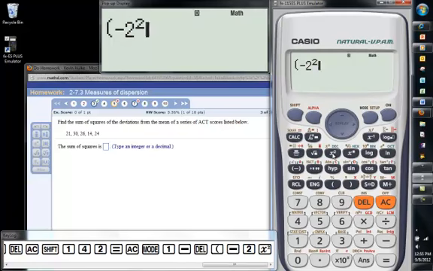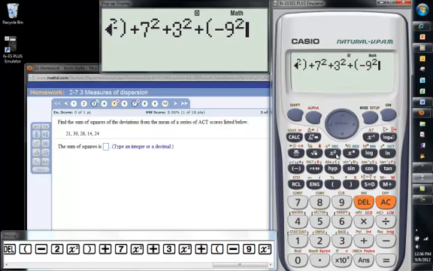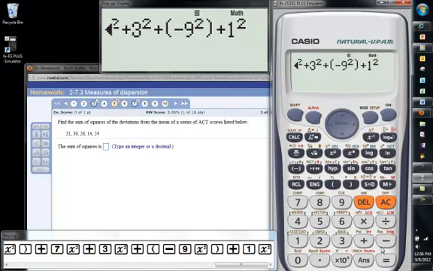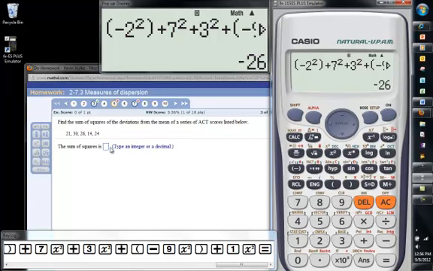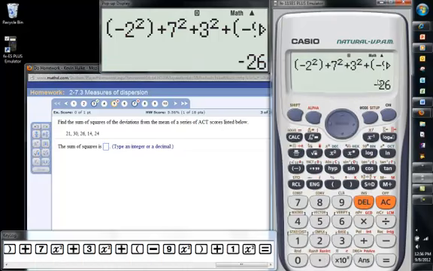squared, plus 30 is 7 above the mean squared, plus 26 is 3 above the mean squared, plus 14 is 9 below the mean, and then the last one is 1 above the mean, and the sum of the squares is negative 26. That can't be. I must have made a mistake here.